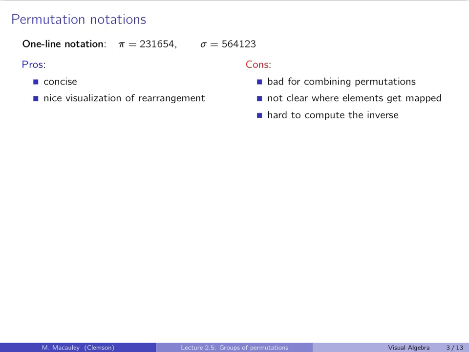So like, where does 4 get mapped to? You have to count 4 spaces and say, oh, 4 gets mapped to 6. Right away, it's not as obvious as with one of those permutation diagrams with the arrows. And it's also hard to compute the inverse. This is similar to bad for combining permutations. If I wrote the inverse right next to this, you probably wouldn't recognize it as the inverse.